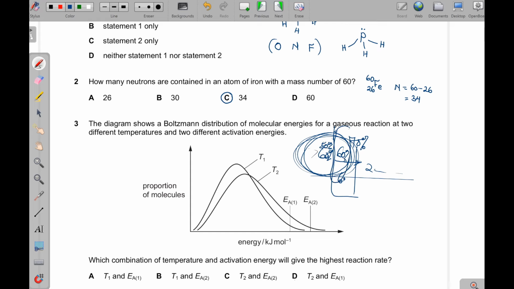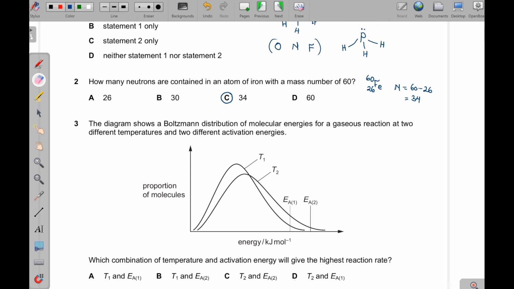So these ones here will now shift to this side, and these people who were very many are now going to reduce. You see that? So that is why we see that this one goes to the right and this peak goes down. Do you see that? This peak goes down because the molecules that have that small average energy have reduced in number. Okay, so we have to look at T2. And then for activation energy, if you want the highest reaction rate, you have to put a catalyst.